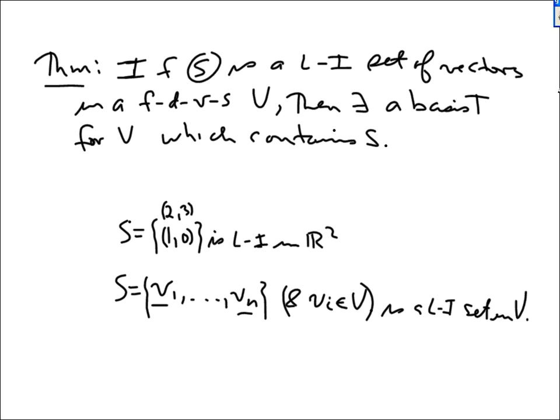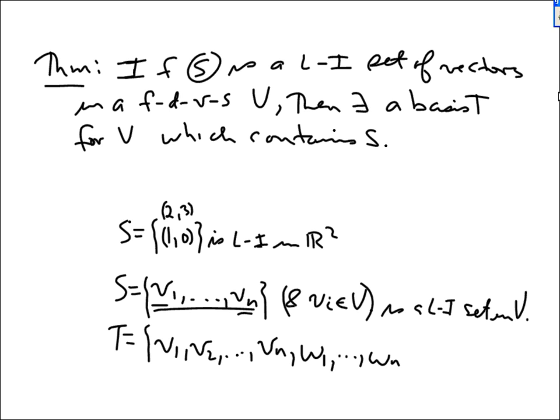Okay, so what we're saying is you can take these n linearly independent vectors, keep them, add some others, and this is a basis for V. You can add others. That's what it's saying. You can take this set and add other vectors to it, and then it will be a basis for R2.